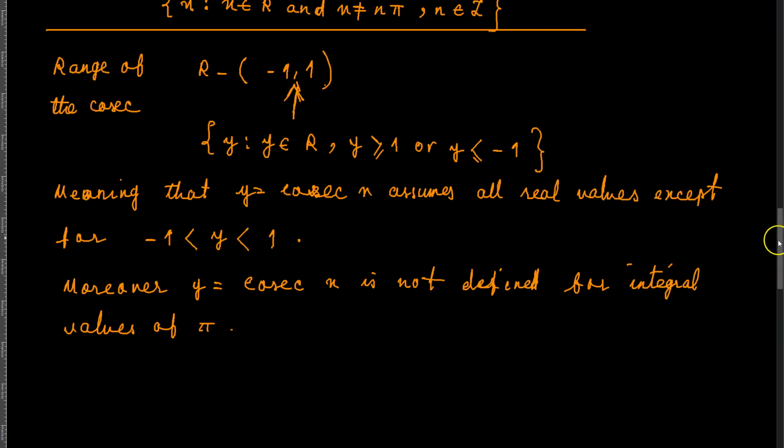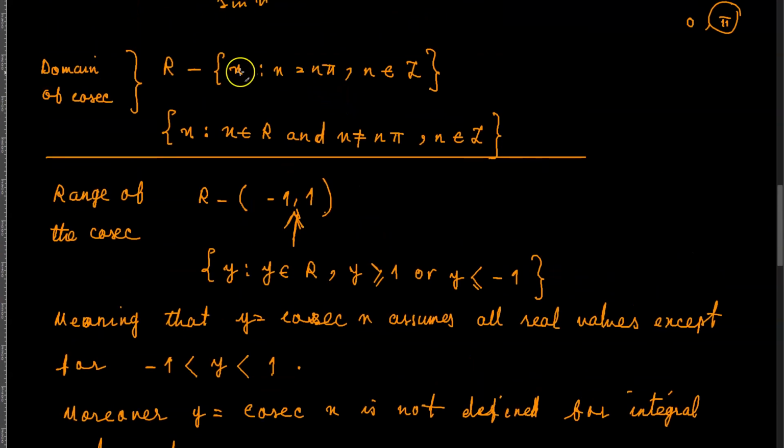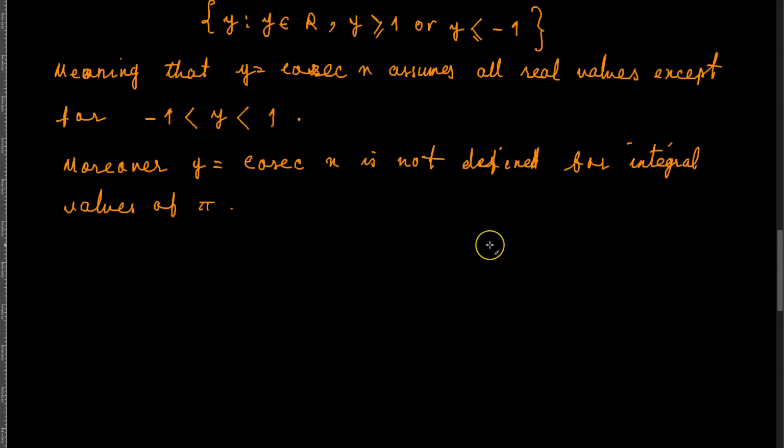Integral values of pi means that the domain is all x such that x belongs to R, but x is not equal to n times pi, where n is an integer. These are all the integral multiples of pi.